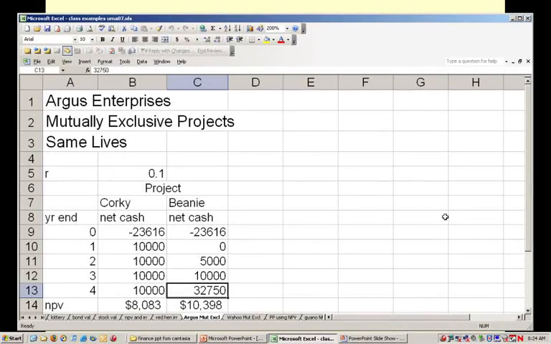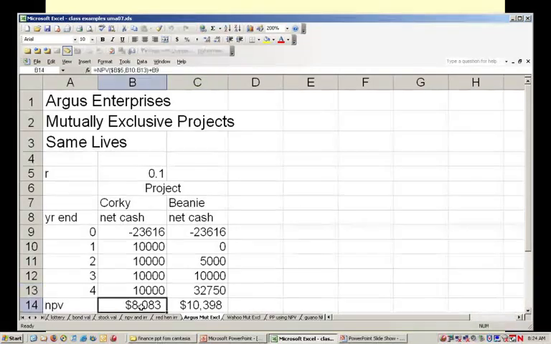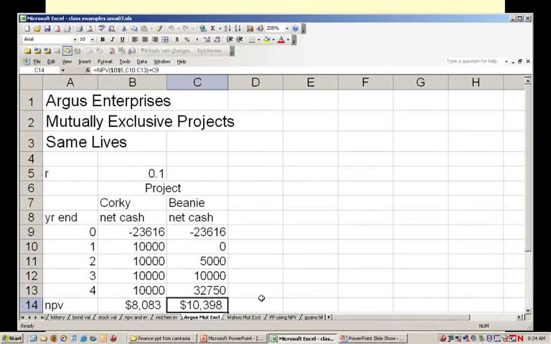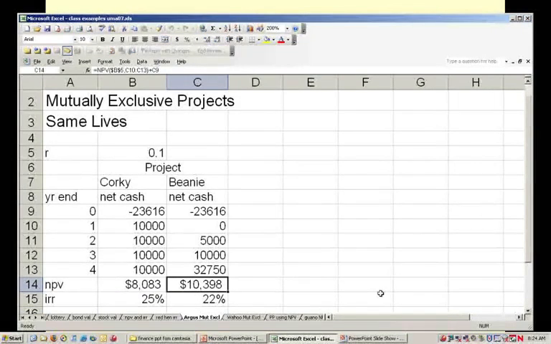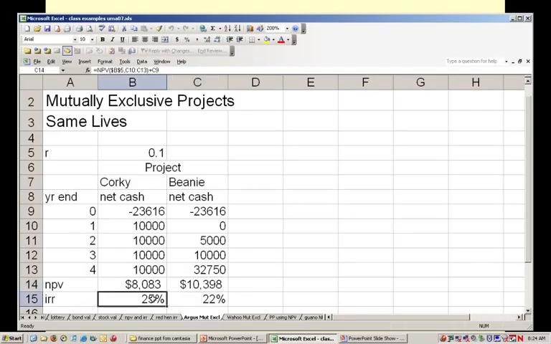If we calculate the net present values of these two projects, we find that the NPV of Corky is about $8,000, and the NPV for the project Beanie is over $10,000. And if we calculate the internal rates of return for these two projects, Corky generates an IRR of 25%, and Beanie generates an IRR of 22%.